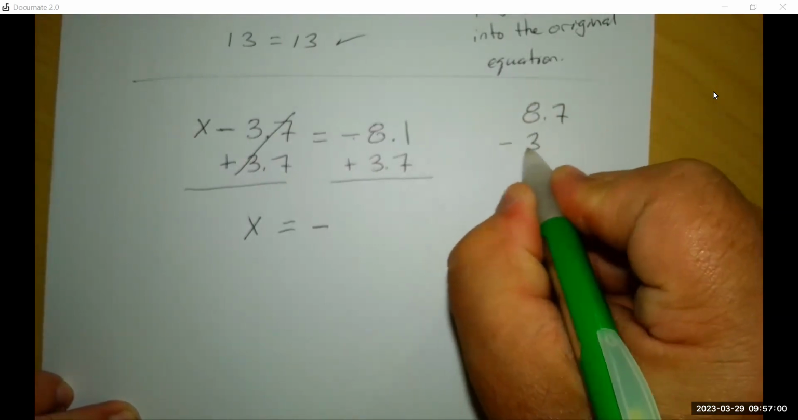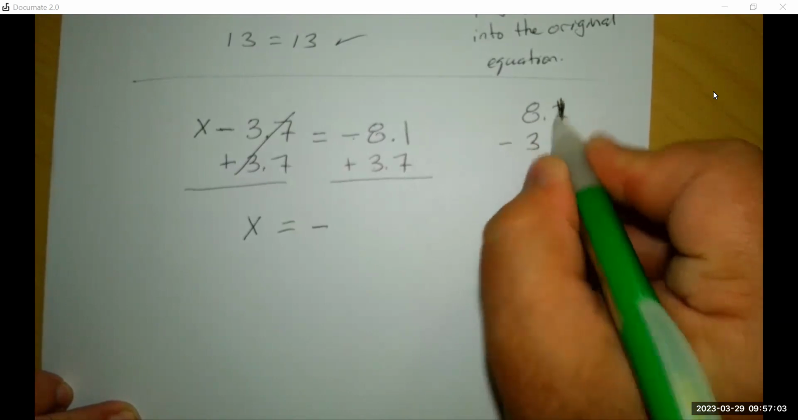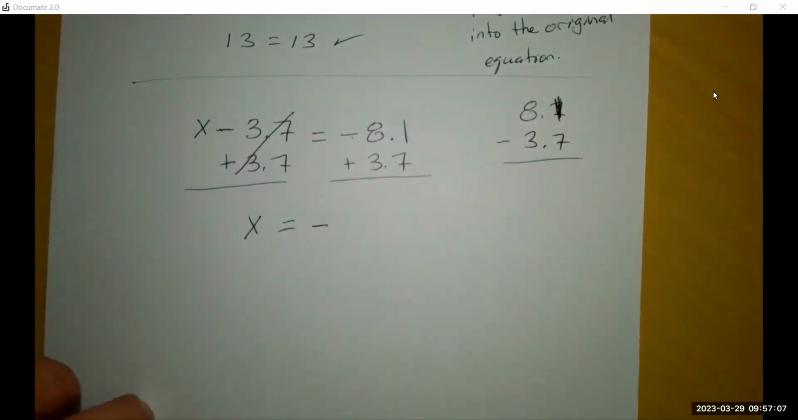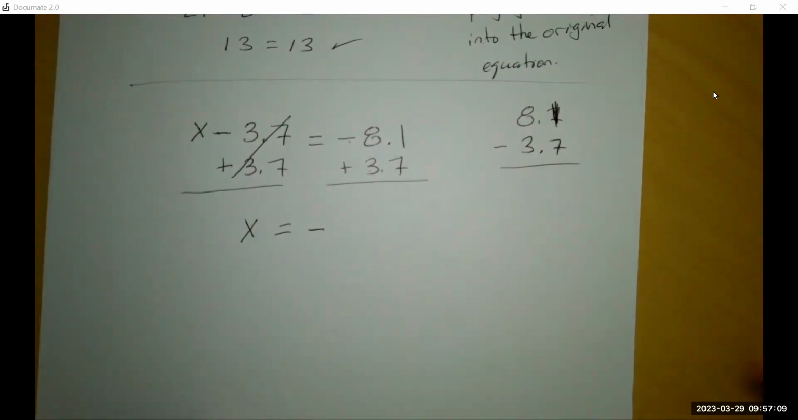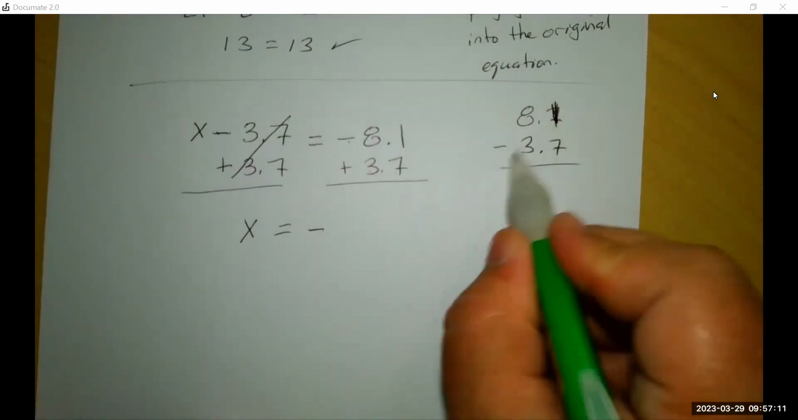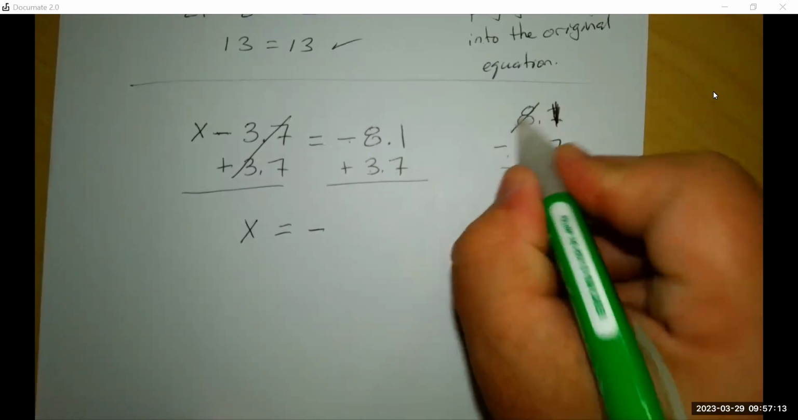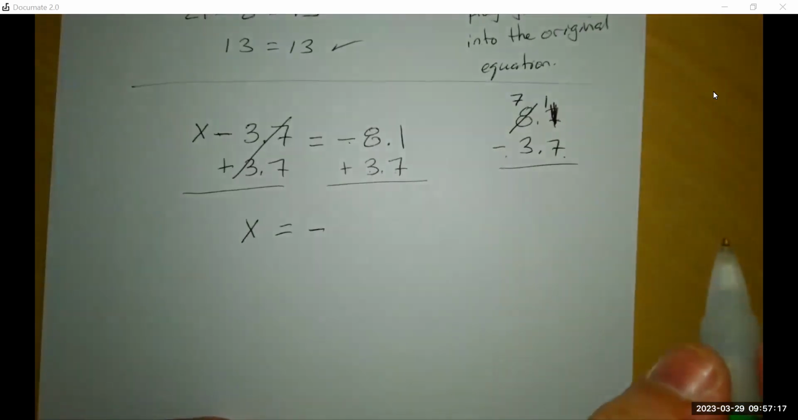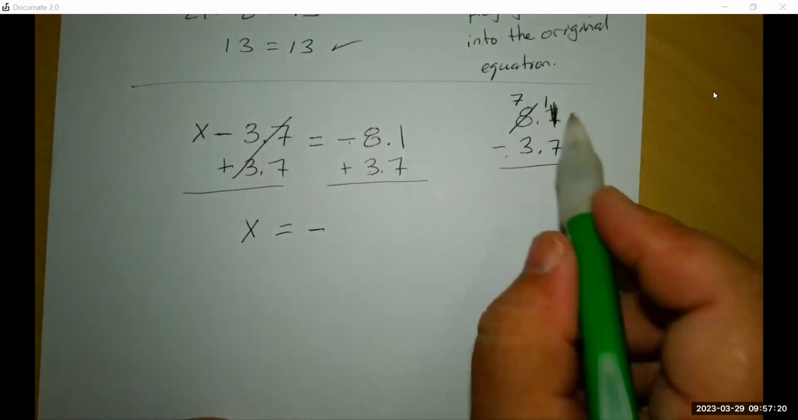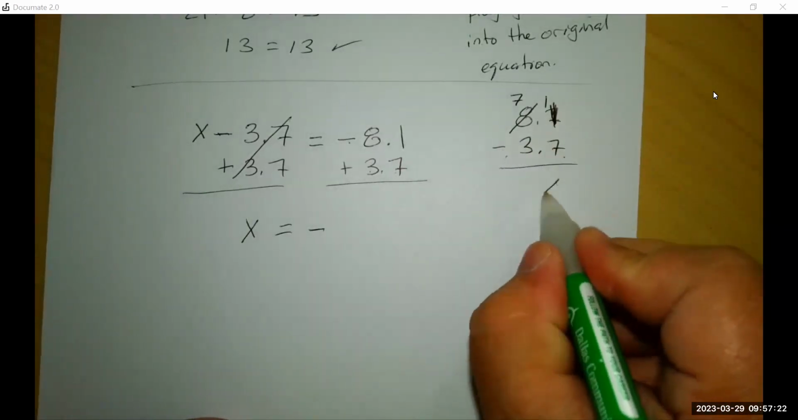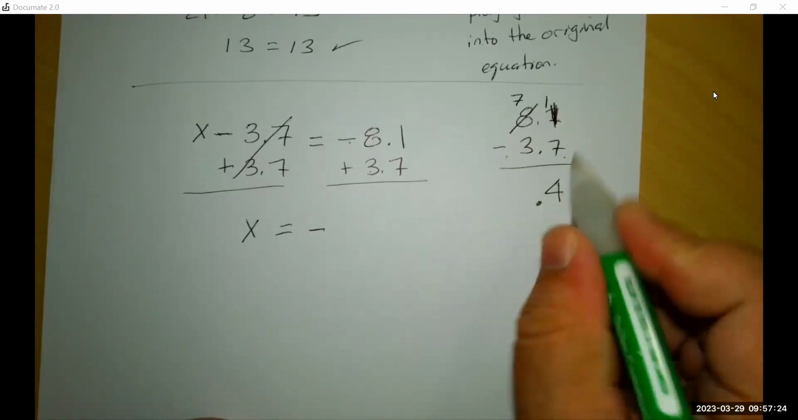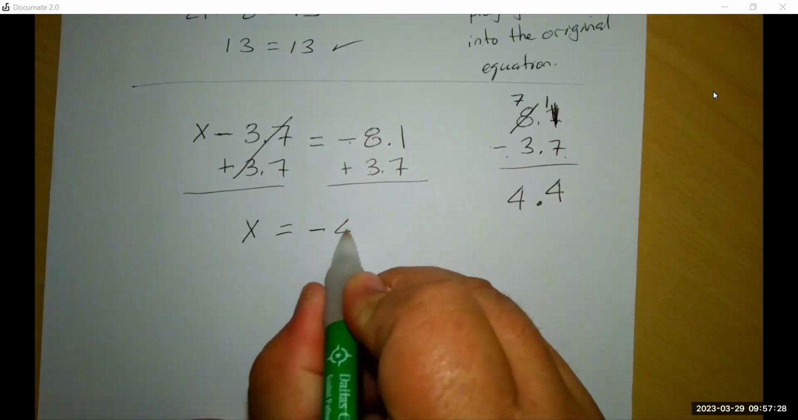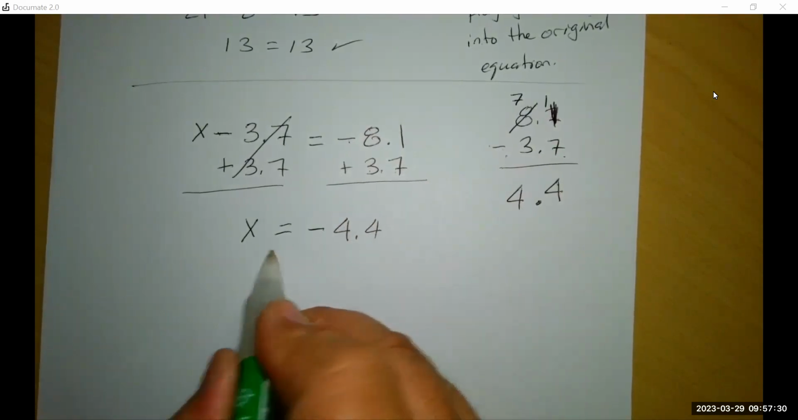8.1 minus 3.7. We can't do that. 1 minus 7, you can't do it. So you've got to borrow 1, which makes it 11. 11 minus 7 is 4. 8 minus 4... 7 minus 3 is 4. So the answer is negative 4.4.